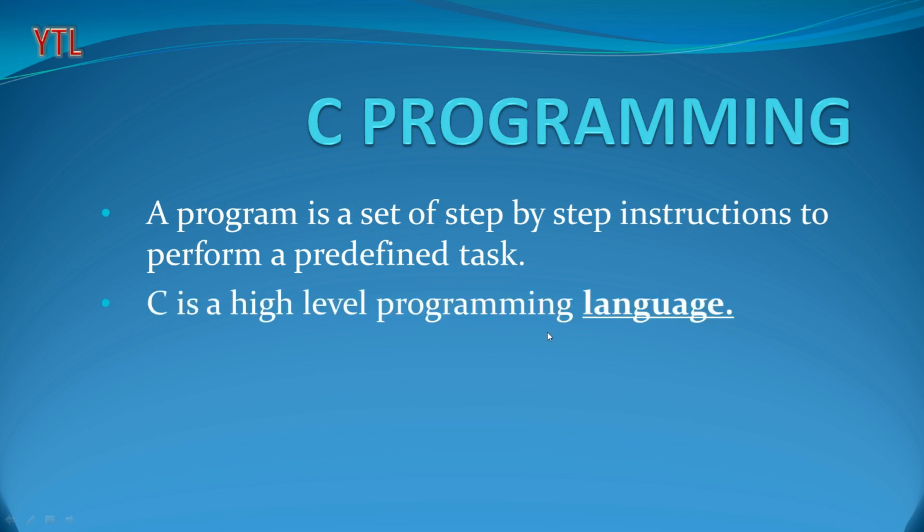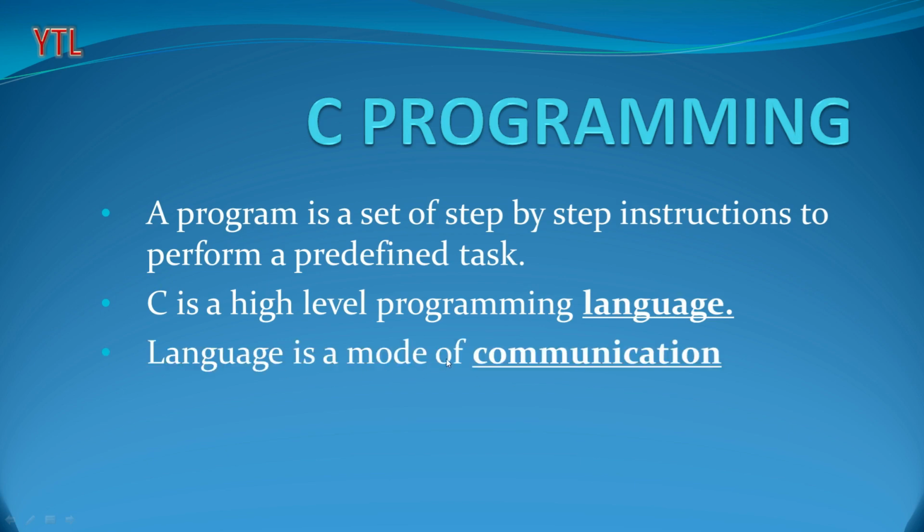So what is C? C is a high-level programming language. Remember, C is not an application, not a program. C is a language. What is language? Obviously, language is a mode of communication. But keep in mind, when we communicate, we need at least a pair of entities. So, C also needs at least a pair of entities.